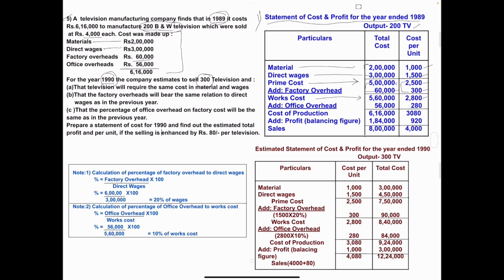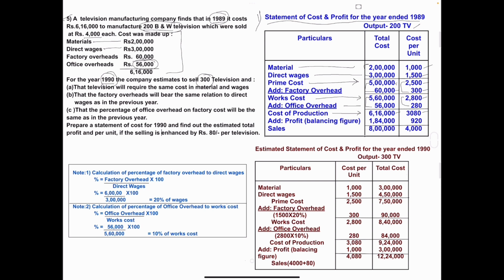Add office overhead. Office overhead amount is 56,000, and total of these two 5,60,000 plus 56,000, total is 6,16,000. Per unit column 2,800 plus 280, total 3,080, and this is called cost of production.